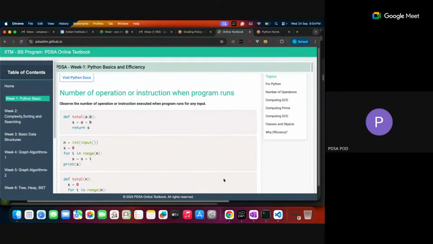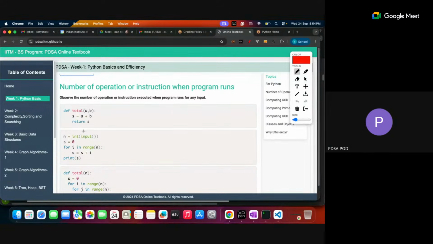Let's assume this is your function. How many instructions are there inside in total? 2, right? So this is the first instruction, this is the second instruction. This first instruction requires 1 unit of time. Don't think that 1 unit of time means 1 second, 1 microsecond or 1 millisecond. Consider it a 1 unit of time, a constant. Similarly, the return statement is also 1 unit of time, because it is executed one time, right?